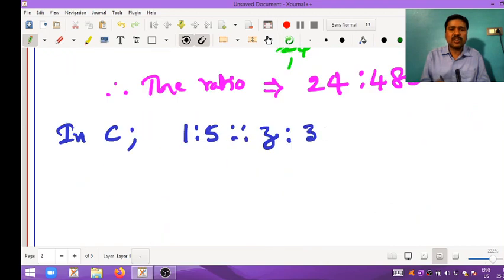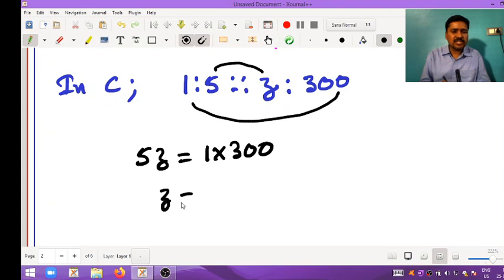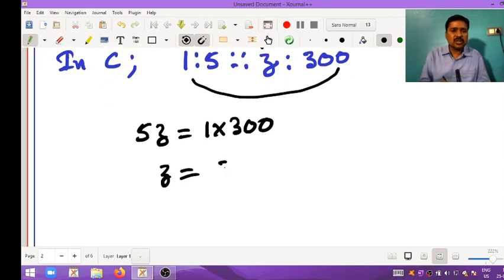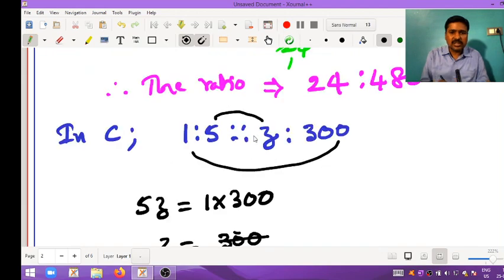For 300 workers we want to find the number of officers. So again we take the product of the means equal to the product of the extremes. So that is 15z is equal to 1 into 300. So z is equal to 300 by 15. So the number of officers in company C is equal to, sorry, this one is not 5, this one is 15.